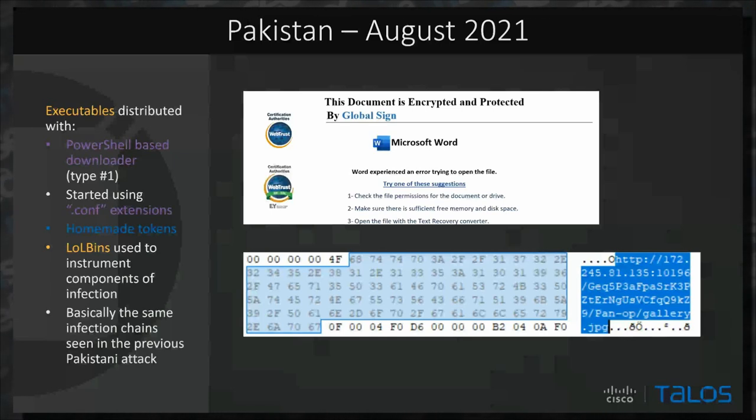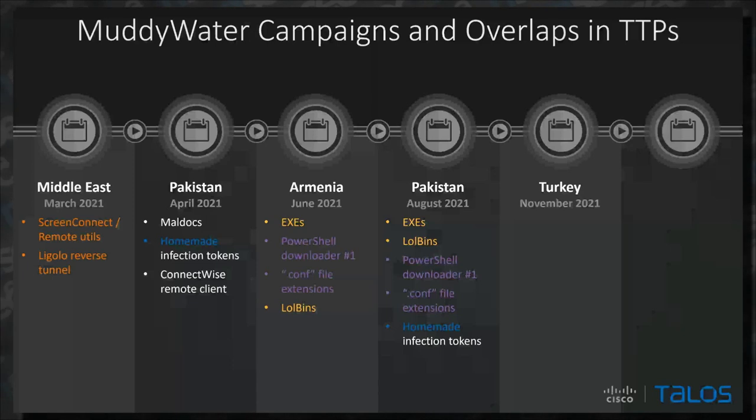What's interesting here is that the homemade tokens used in this case had the exact same IP address as those seen earlier in a very different campaign targeting Pakistan. This is the one from April 2021. So at this point in time, I'm basically trying to color code all of the salient TTPs in the slide to show you the similarities and the commonalities between the various campaigns. You see some in orange, some common TTPs in blue across different campaigns, some in purple. This is basically meant for you to keep track of all the commonalities and overlaps in TTPs.